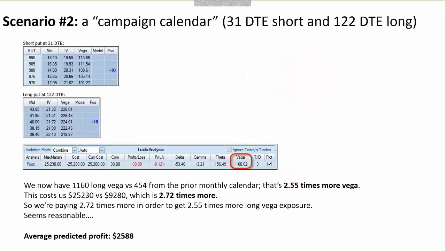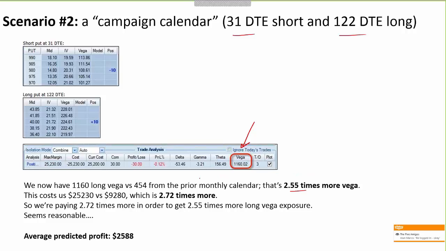So now what we're going to do is we still choose a 31-day front short option, and now our back option we push much further out, so 122 days. What that does is it has the effect of increasing our Vega significantly. And you can see here that our Vega is now 2.5 times more than it was with a 30-60 calendar.